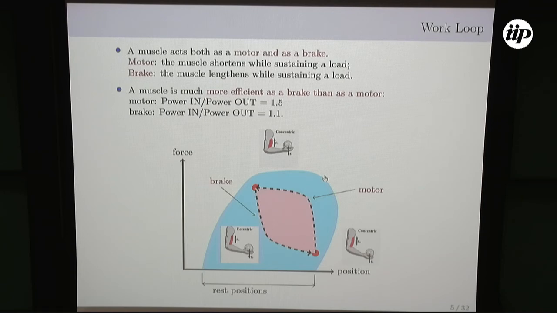And what happens in a work loop is that if I raise a load, so increase the force, for example, and I shorten the muscle, like that, the muscle is a motor. When I go back, the muscle is a brake. So this is a work loop, a typical work loop for a skeletal muscle.